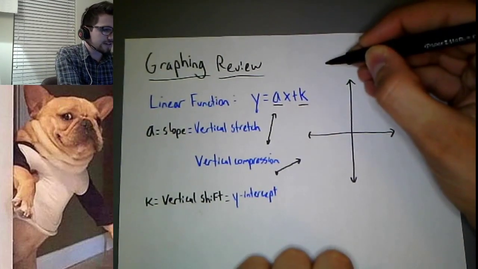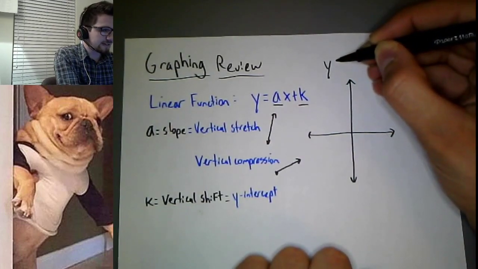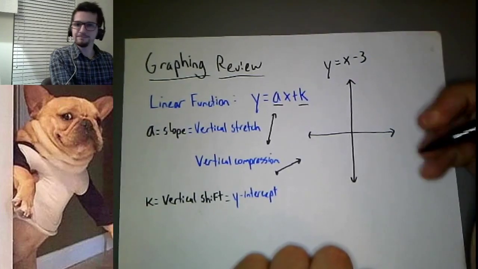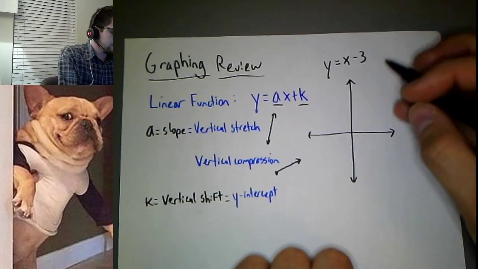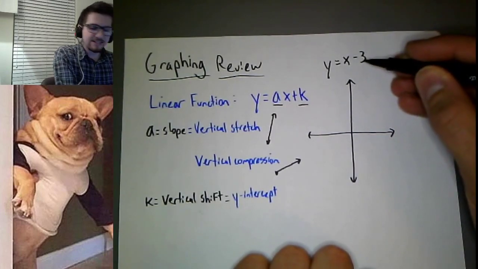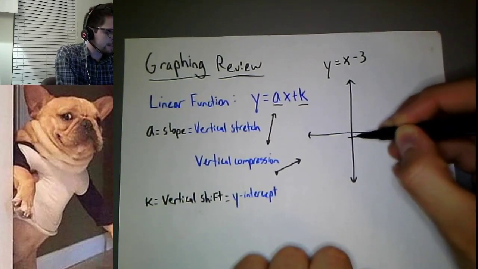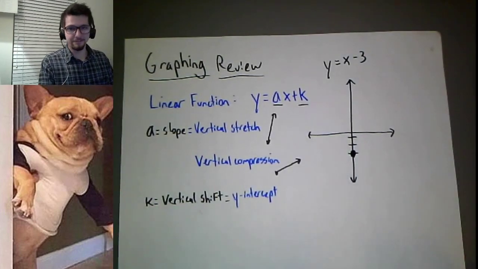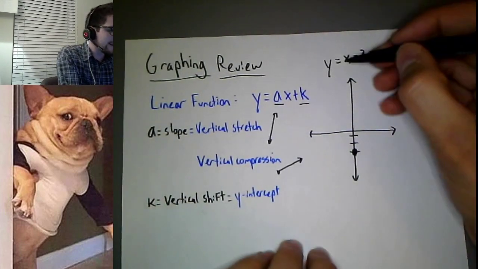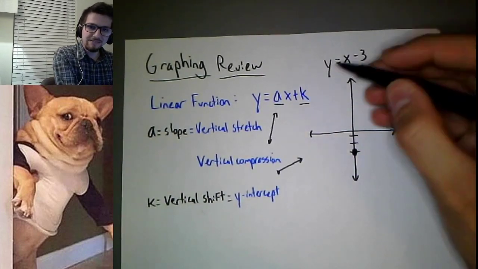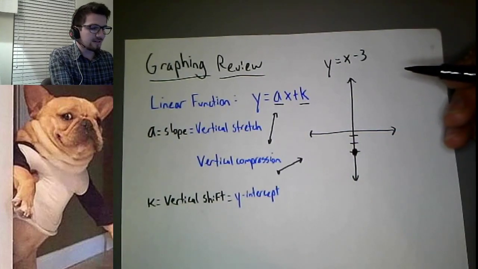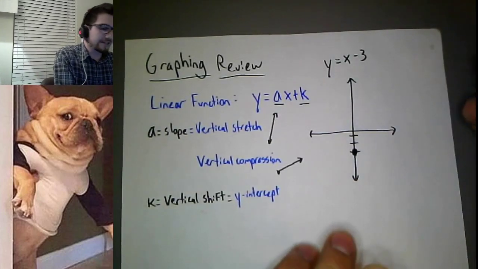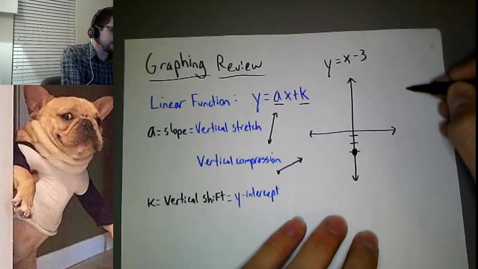So let's say for this graph, let me make something up: y equals x minus 3. Then what this minus 3 is telling me is my y-intercept. So I know it's crossing this axis right there, no matter what. Now, if I don't have a stretch or a compression, then I know my slope is rise over run, 1 over 1.